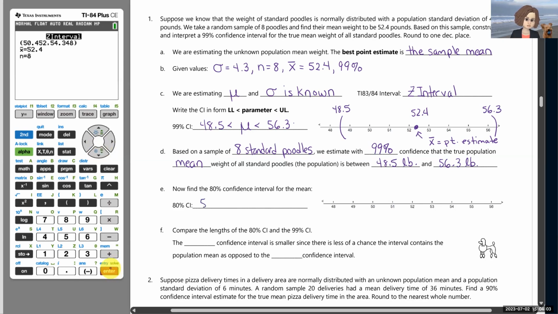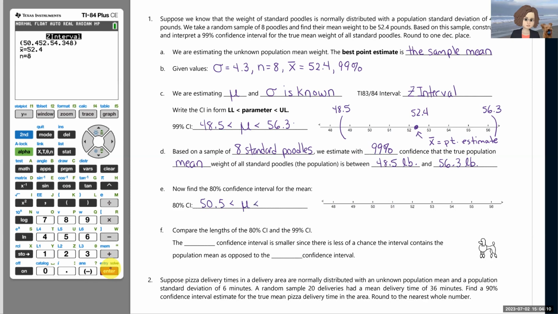So now that lower limit is 50.5 less than mu less than 54.3. So it looks like I've got a smaller range of values than I did before. So we'll draw it here. So 50.5 to 54.3. The point estimate doesn't change. That was 52.4.